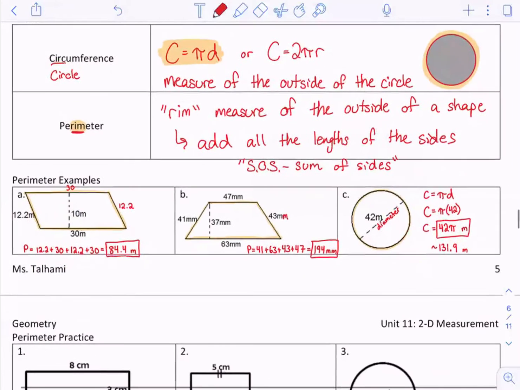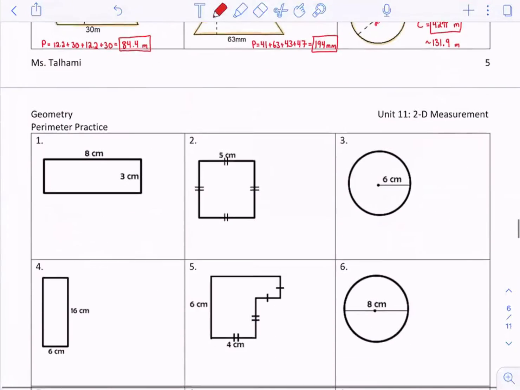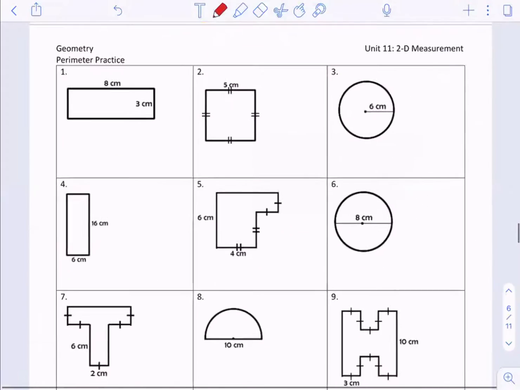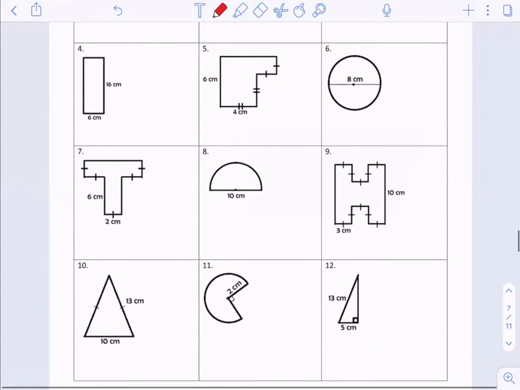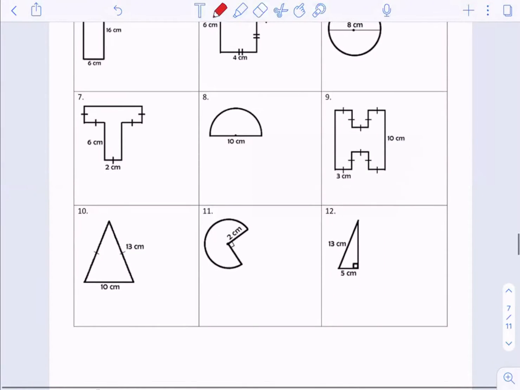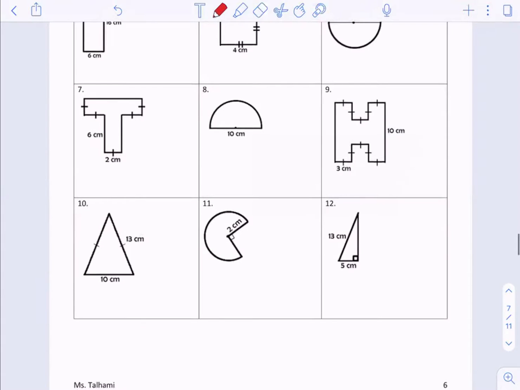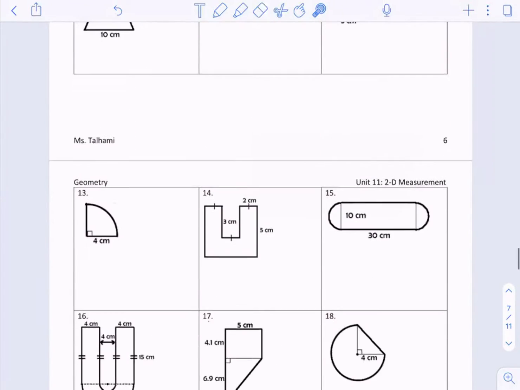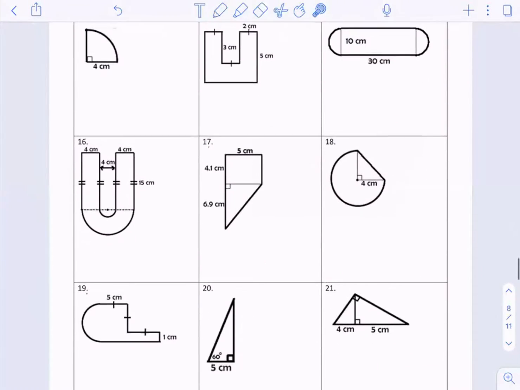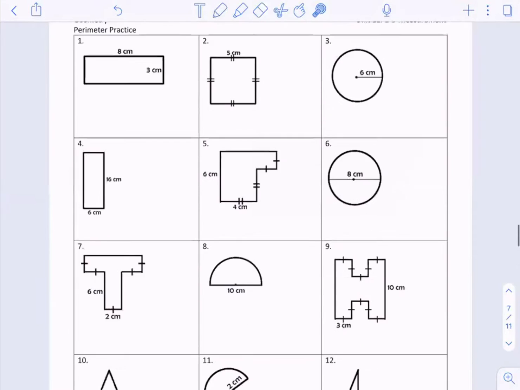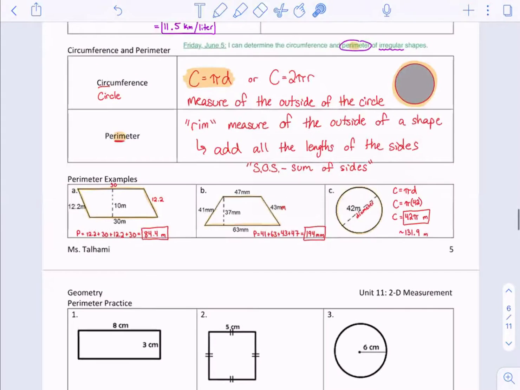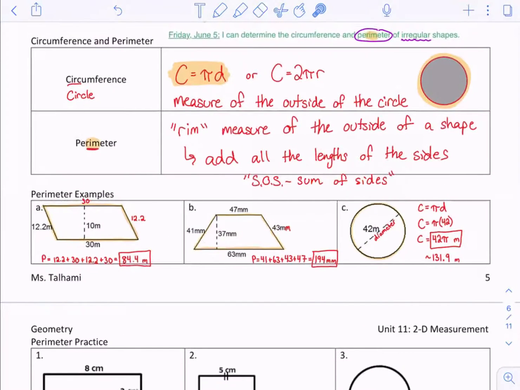So here we have a couple practice problems. Actually, we have a good handful. I want you to notice some shapes are easy. Other shapes are a little bit more challenging. So make sure you pay attention, because for some shapes, there might be some missing sides that you need to find. So really make sure you're paying attention to the perimeter, or the outside. Okay, so some are a little bit more challenging. If you want to pause here and come back to check your answers, please do so.